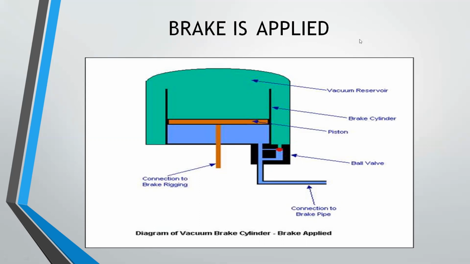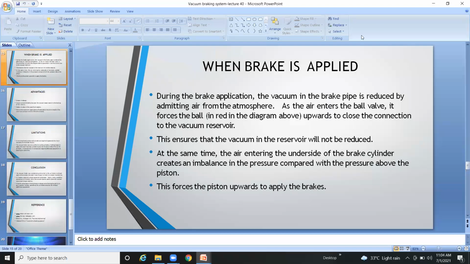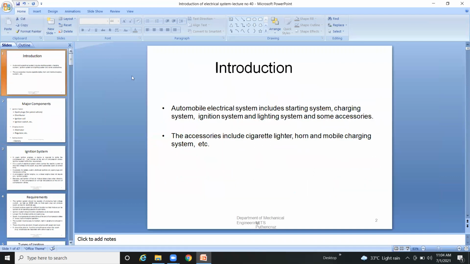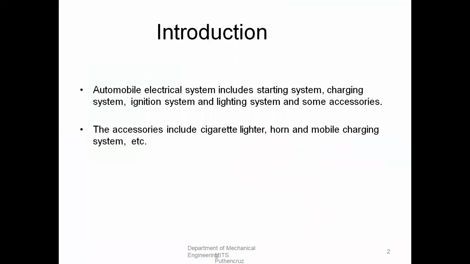And you can see the next topic: the introduction of the electrical system in the automobile vehicle. The automobile electrical system includes the starting system, charging system, ignition system, and lighting system, and some other accessories. The accessories include the cigarette lighter and the mobile charging system. Those are the different electrical systems in the automobile vehicle.